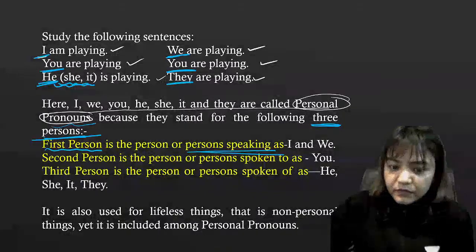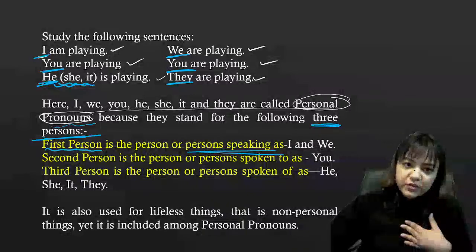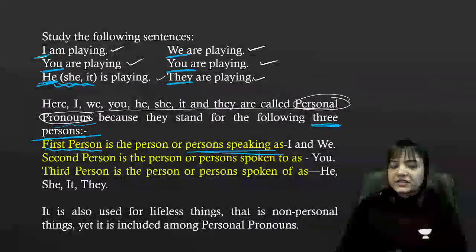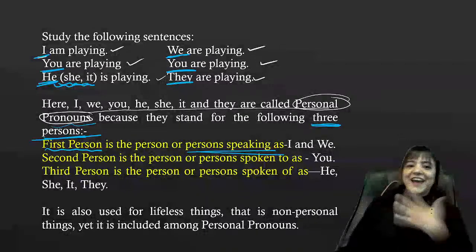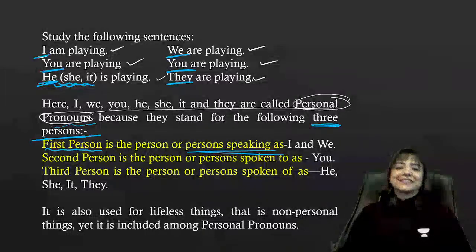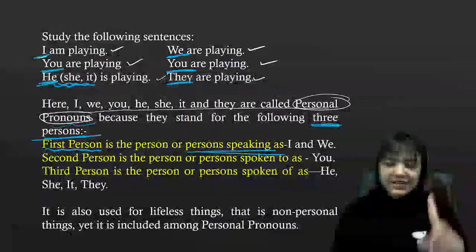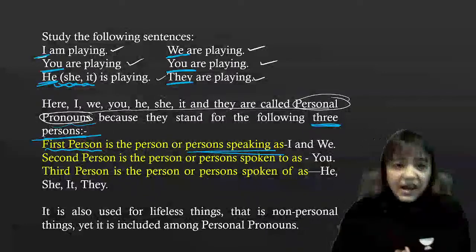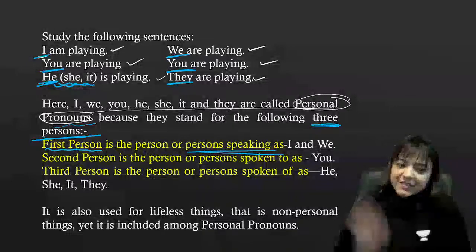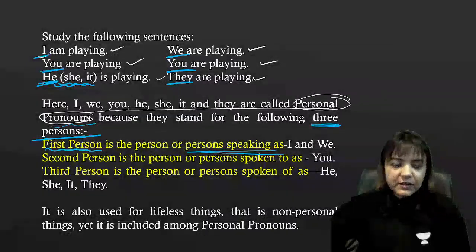So first person is the person who's speaking. Here, who is speaking? I am speaking, okay? The person who's doing the action of speaking is the first person. So whenever I have to address the person who's speaking, I will say I. If many people are talking, many people are singing together, okay? So we are singing. If the voice is coming from one person, it is I. If the voice is coming from many people, it is we, okay?